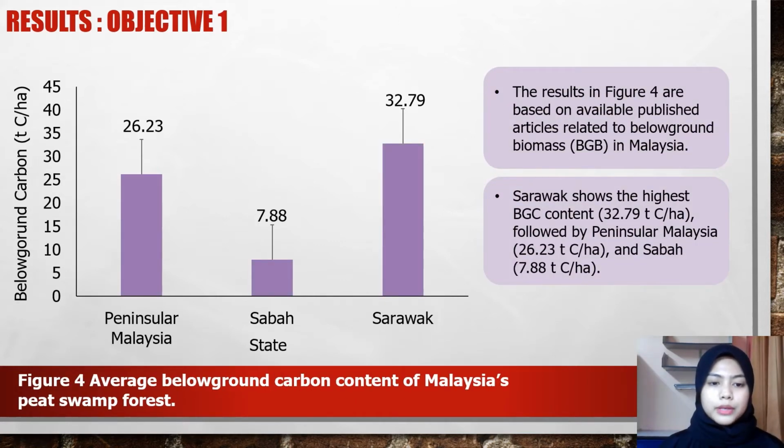And then figure 4 shows the average below ground carbon content of Malaysia's peat forest. Obviously, we can see here below ground carbon content is lower compared to above ground carbon content, and also here Sarawak shows the highest below ground carbon content, followed by Peninsula Malaysia and Sabah.